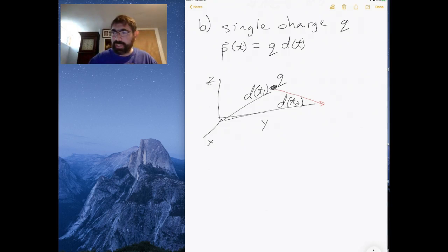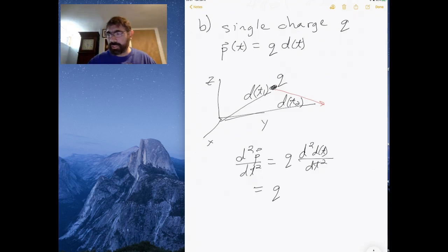So now we just have basically a moving charge which is changing this distance d from the origin. In that case, if we were to take the second derivative of the electric dipole moment, then what we would get is the second derivative of our distance d, which is an acceleration. So we would get q times the acceleration of the particle, of the single charge.